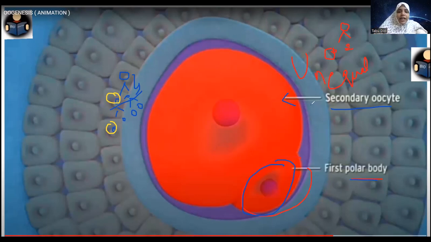So this secondary oocyte will again undergo the meiotic division. Two cells will be formed. Okay? One will be big and one will be small. And this polar body, it was small already, right? Look here, this was small. So when this undergoes meiotic division, it will result in polar bodies only, right? Here the egg will not form because it started with a polar body only. So it will divide into polar bodies only.